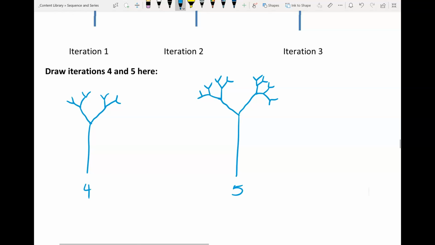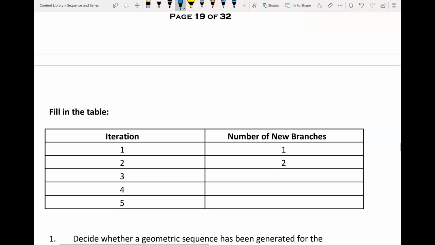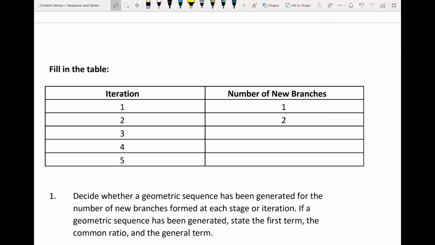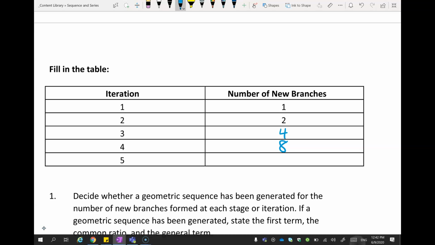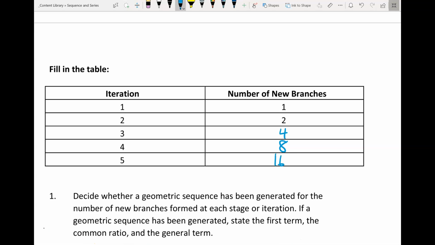Let's try to record what we've done here in a table of values. For iteration 1, we have 1 branch. For iteration 2, we have 2 new branches. For iteration 3, we added 4 new branches. And if you look back on iteration 4, we added 8 new branches, and then iteration 5, we've got 16 new branches.